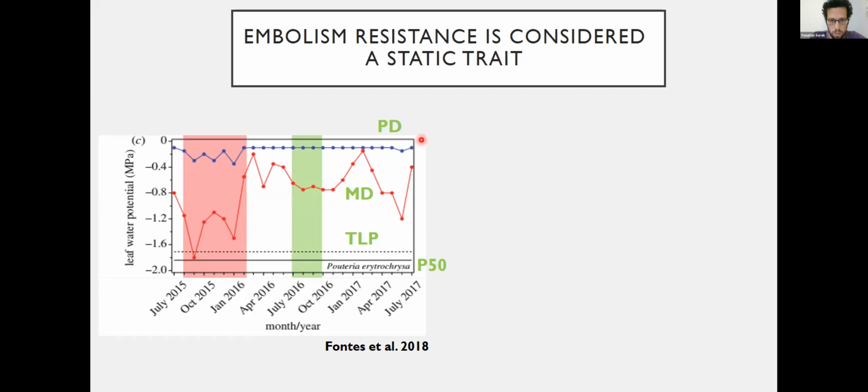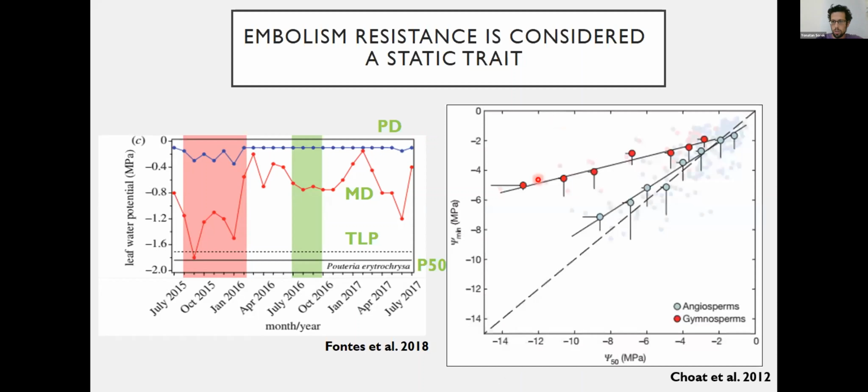This approach is not unique to this paper, and when you upscale this approach, here is a chart. He took a lot of species and compared the minimum water potential that he took from the field as a dynamic measurement. He compared it to the P50 that he took from a database, a static value.